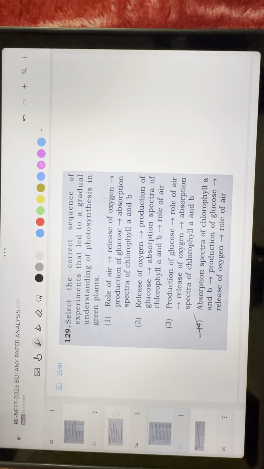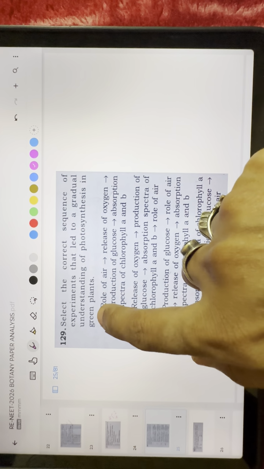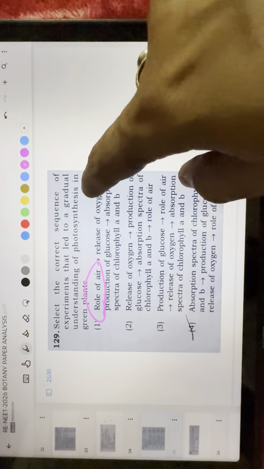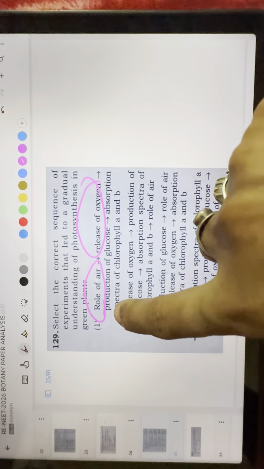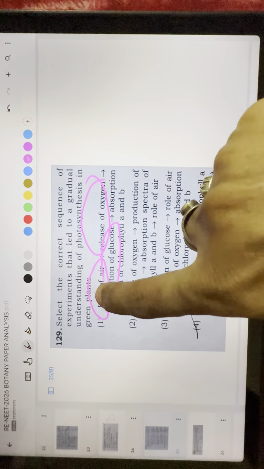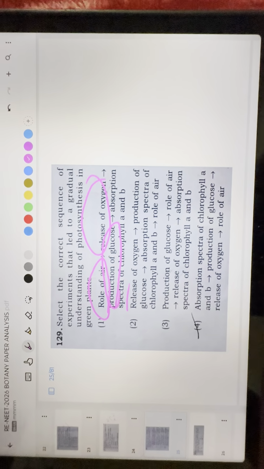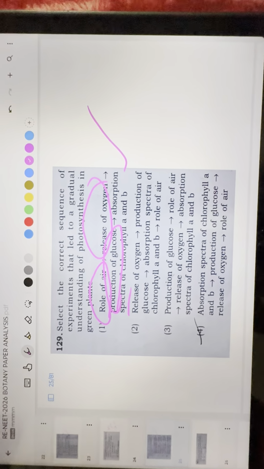Next, identify the experiments that led to the gradual understanding of photosynthesis. It is first role of air, which has been observed by Joseph Priestley. Release of oxygen, he also observed this, and the hydrilla experiment also. Production of glucose, Julius von Sachs has identified. Absorption spectra, first action spectrum by Engelmann. So chlorophyll A and B was discovered.